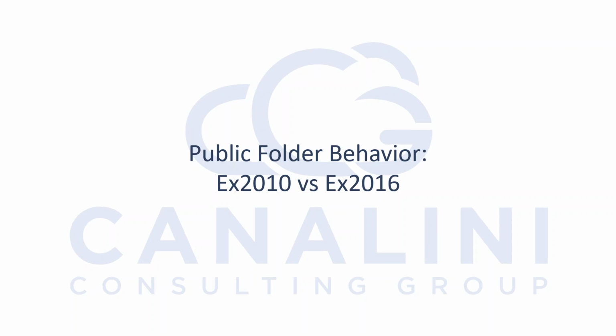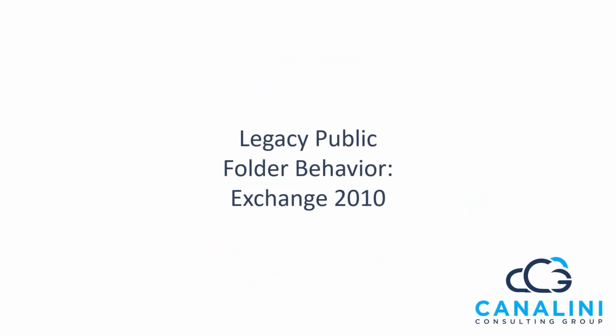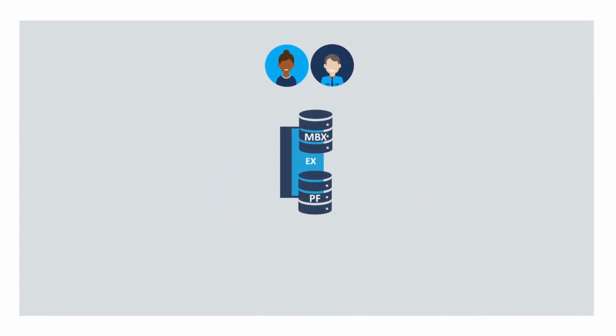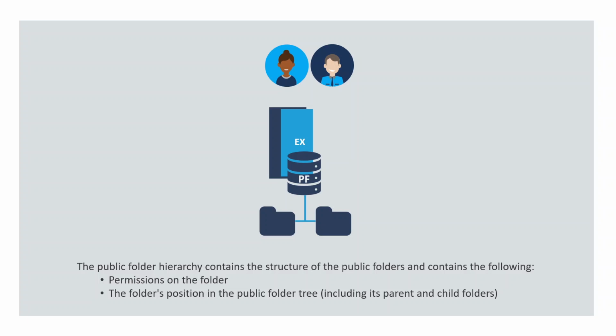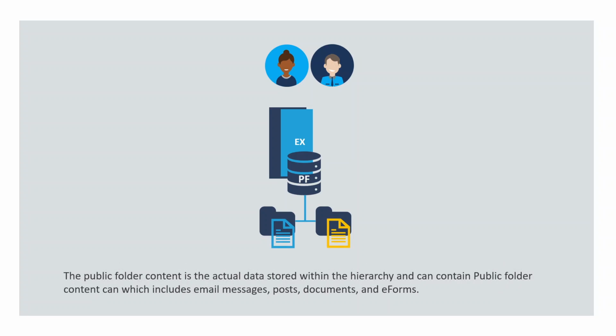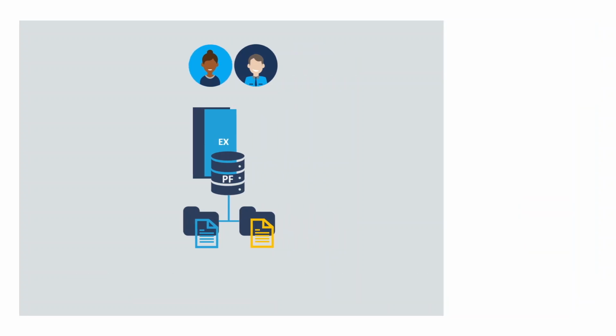experience possible. Focusing on legacy public folder behavior in Exchange 2010, as you're probably aware, in legacy public folders, there's a separate database for mailboxes and another for public folders. And the public folder specific database is what's going to contain both your hierarchy and your public folder content. The hierarchy contains both the permissions and the general public folder structure, similar to a directory structure on your computer, whereas the content is, as expected, where users post email messages, posts, documents, and that sort of thing.